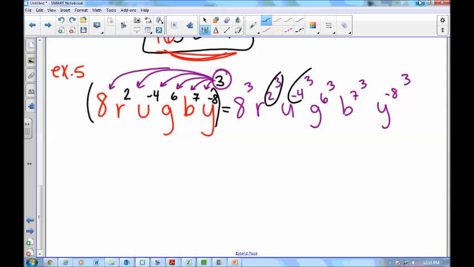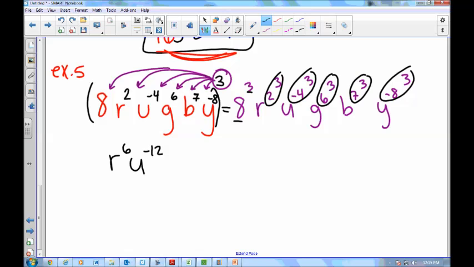So we see double exponents. Are these two double exponents? No. Okay. So for the R, 2 times 3 is 6. For the U, negative 4 times a positive 3 is negative 12. Negative times a positive is a negative. What about 6 times 3? 18, yeah, not adding. B, 7 times 3 is 21. And testing you again, negative 8 times 3 is negative 24. Great.